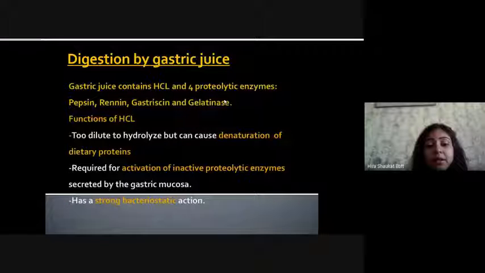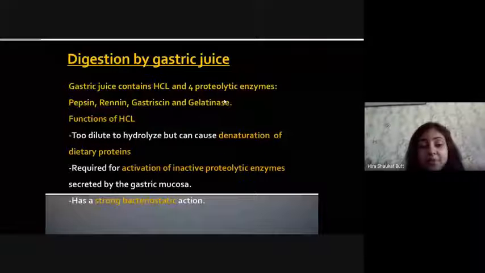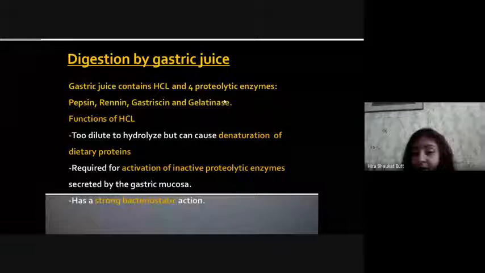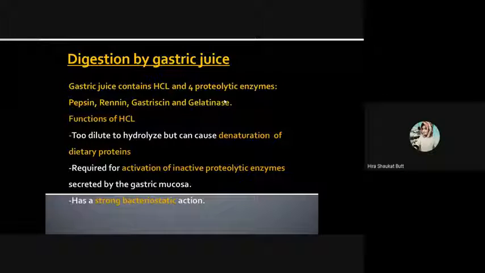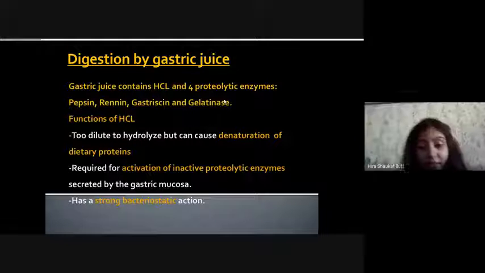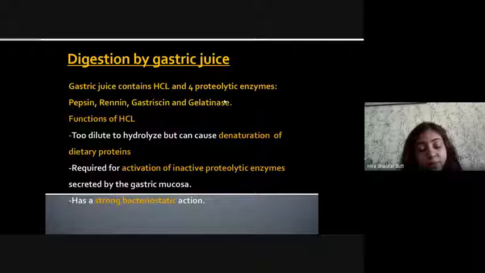Gastric juice is basically the secretion of the stomach, which has a bactericidal action on the food particles, and four proteolytic enzymes. These enzymes are pepsin, renin, gastricsin, and gelatinase. As I already have told you, HCl has a bactericidal action, and is too dilute to hydrolyze, but it can cause denaturation of some bonds present in the polypeptide chain or the protein. It is also required for the activation of inactive proteolytic enzymes secreted by the gastric mucosa, and it has a strong bacteriostatic action. That is, the purpose of HCl is to stop the growth of bacteria.